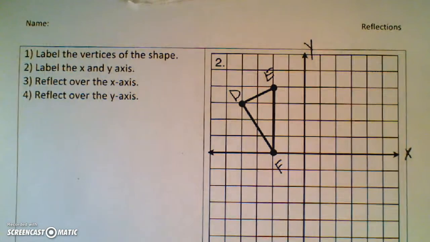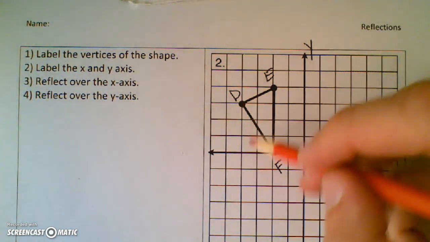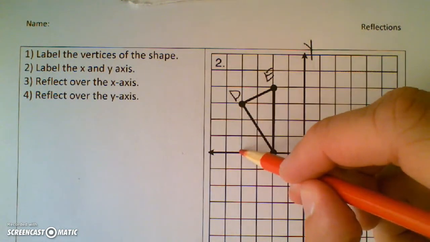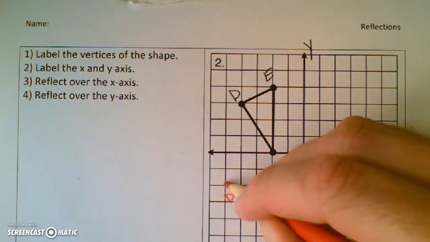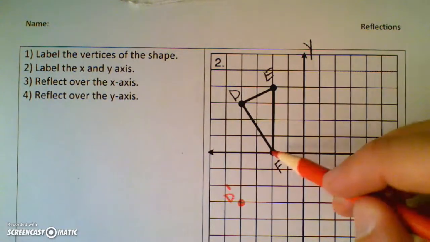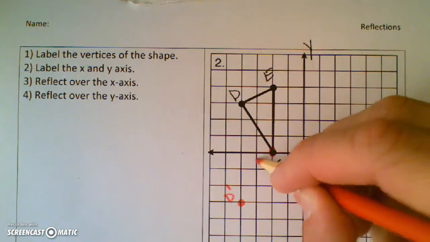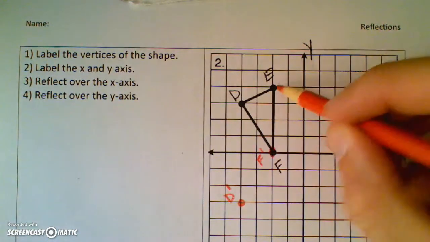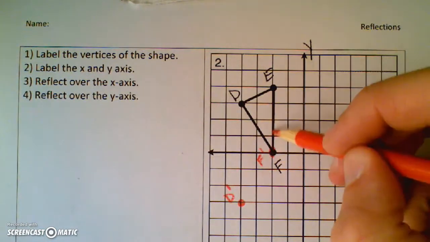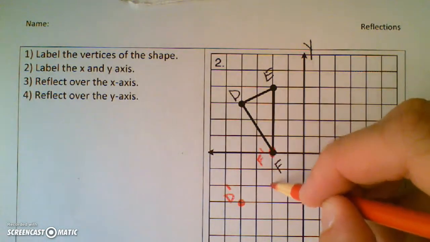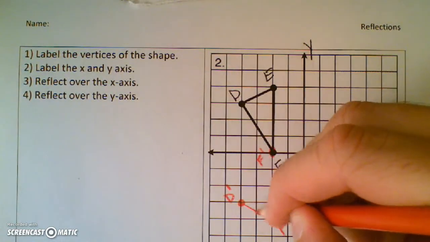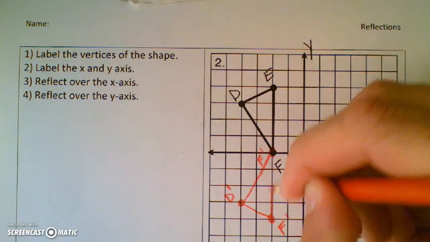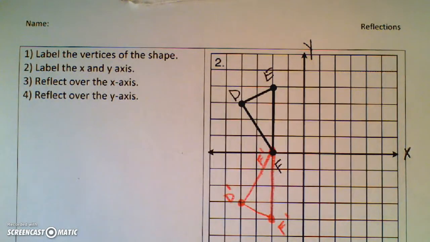So if you don't want to do the patty paper, you can just count. So I'll use red again. This is 3 spaces above, so I'm going to count 3 spaces below. 1, 2, 3. That's D prime. F winds up being in the same spot because it doesn't move. It's right on there. E is 4 spaces above the line, so I'm going to count down 4 spaces. 1, 2, 3, 4. And there's my triangle. That's a reflection.